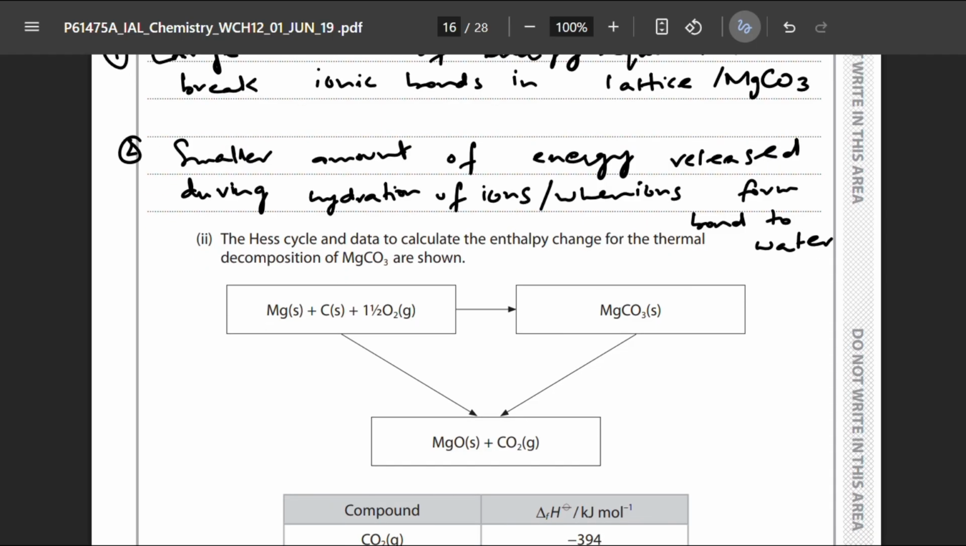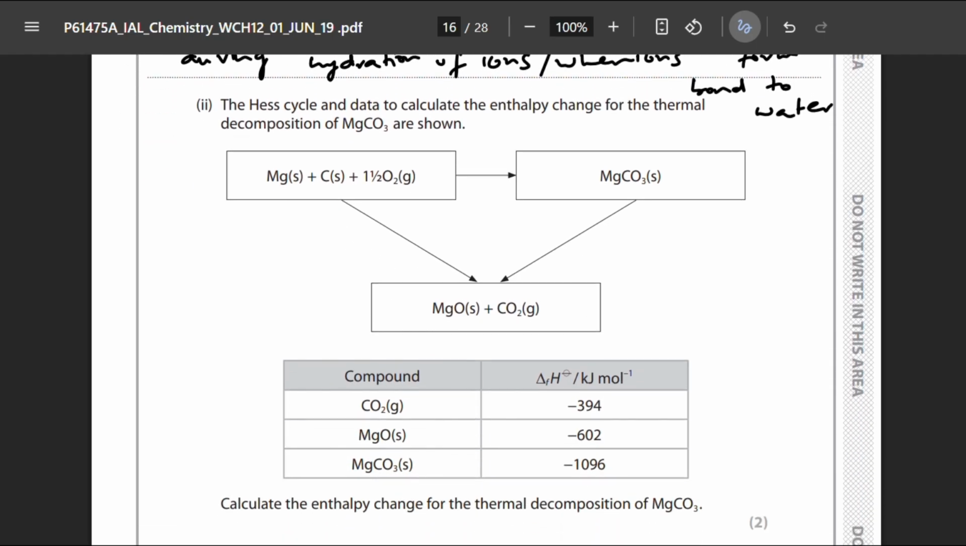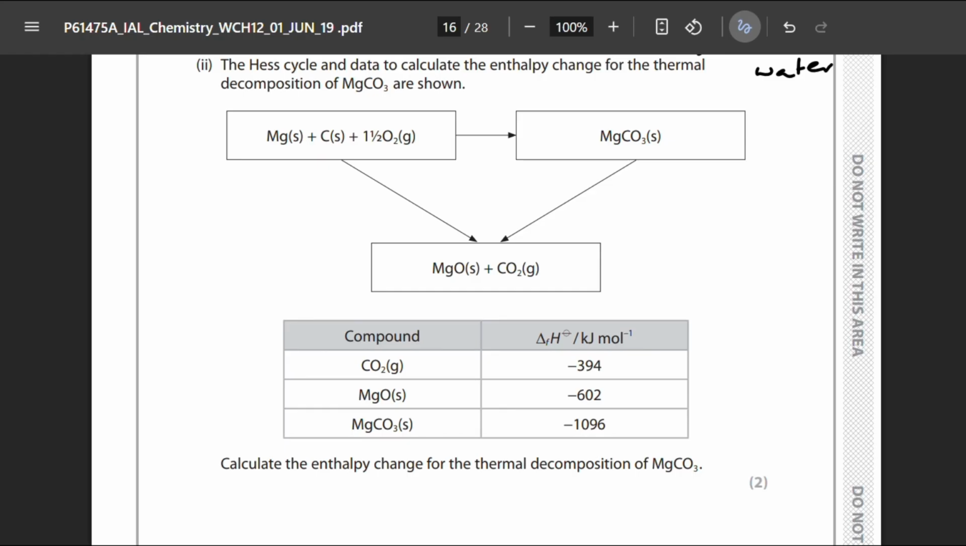As you know, the breakdown of the lattice requires energy. It's an endothermic process, whereas hydration releases energy. It's an exothermic process. Now the next question is related to Hess's law. Use the Hess's law cycle and data to calculate the enthalpy change for the thermal decomposition of magnesium carbonate. Now look at the equation.